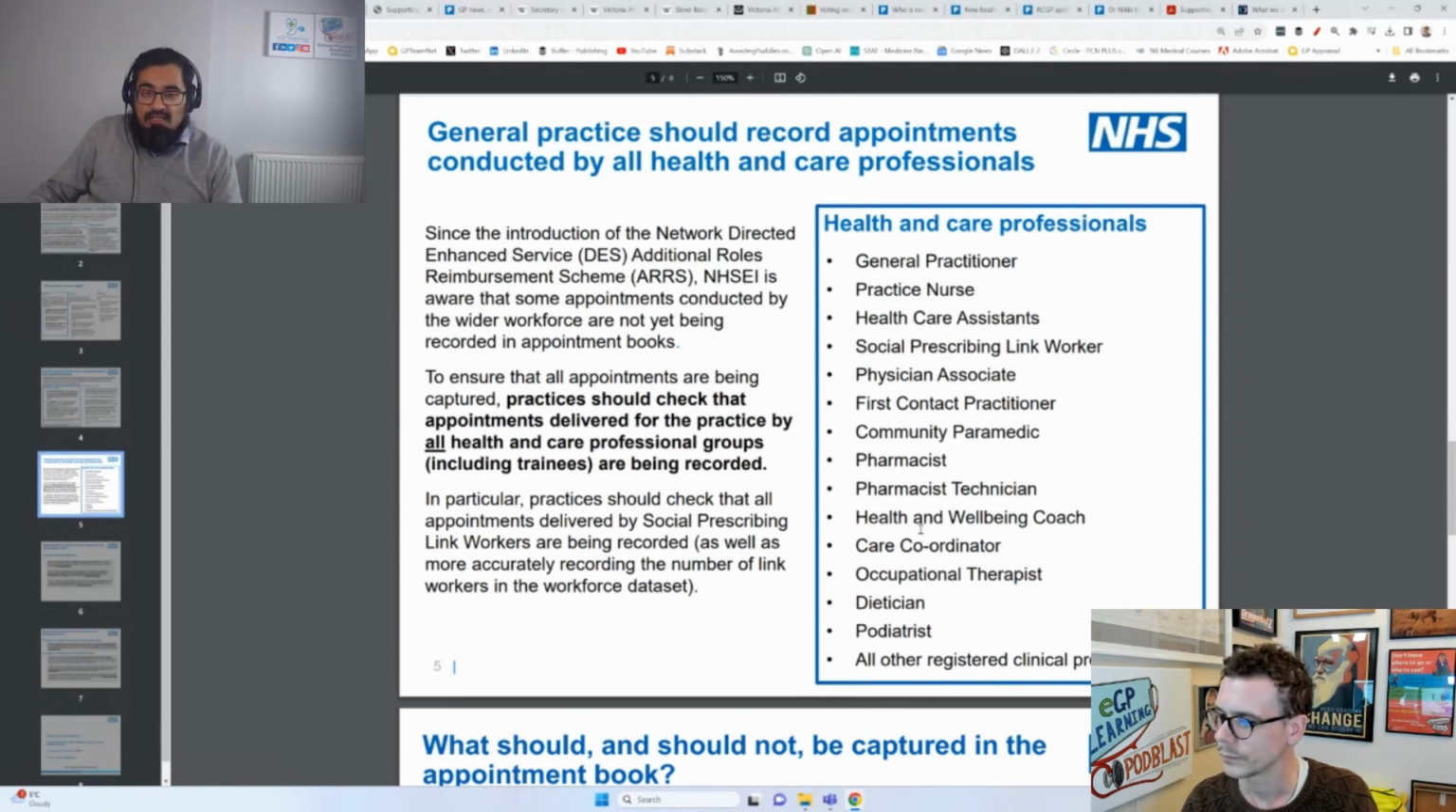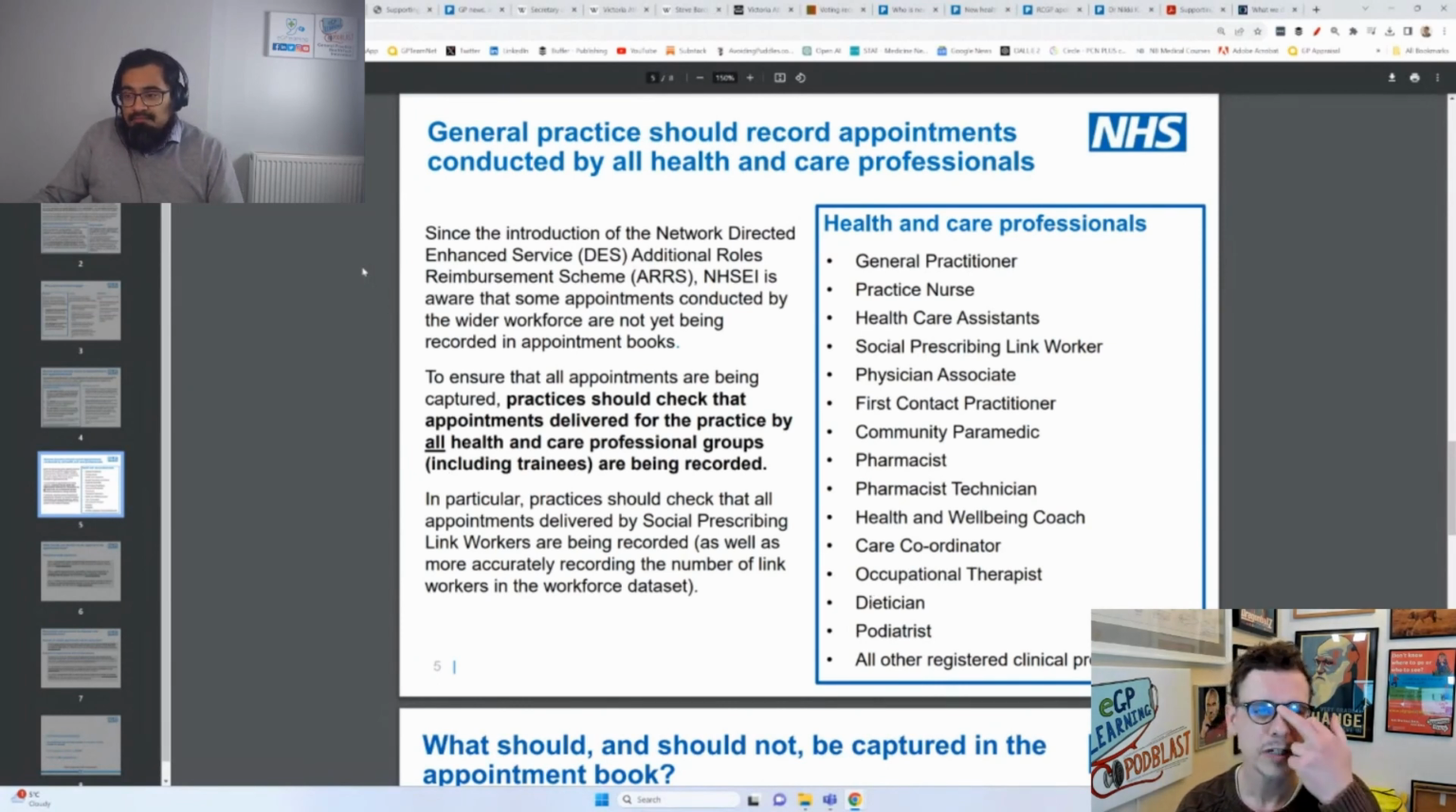Important to recognize that things like your practice manager and your reception teams, for example, unless they're considered care coordinators, wouldn't really count within that. So yeah, just being aware of the different types of appointments that are considered there.